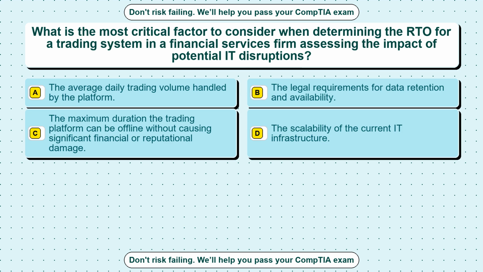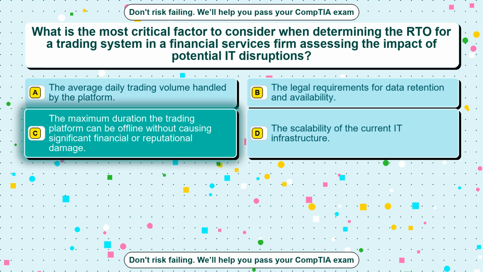Question 13. What is the most critical factor to consider when determining the RTO for a trading system in a financial services firm assessing the impact of potential IT disruptions? Option A. The average daily trading volume handled by the platform. Option B. The legal requirements for data retention and availability. Option C. The maximum duration the trading platform can be offline without causing significant financial or reputational damage. Option D. The scalability of the current IT infrastructure. The correct answer is option C.